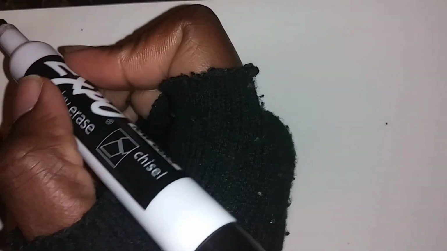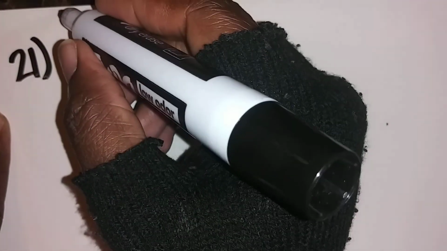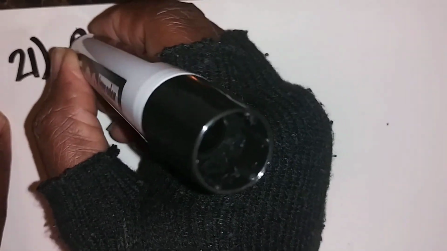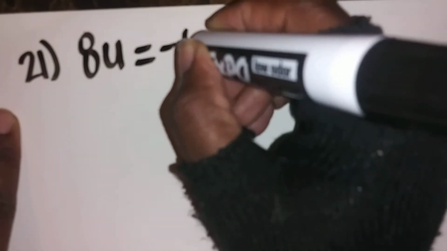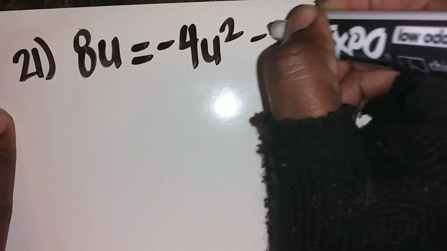We're going to do one more example, and that will be it for our notes for today. I want to do an example where I have to move the signs around. Okay? And we may do two more. We'll see. Okay. Let's look at number 21. 21, I have 8u minus equal negative 4u squared minus 3.